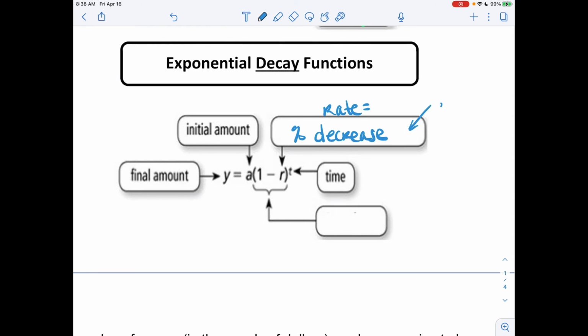And once again, this will be written as a decimal. t is for time, y final amount, and a initial amount. And now this b value, our 1 minus r, is a decay factor instead of a growth factor. And so the b value is still going to be greater than 0 because, if you write a percent, we typically would have something from 0 to 100%. So b will be greater than 0, or 0 is less than b, but it's also going to be less than 1. So these are the equations that we're going to use in a couple of examples.